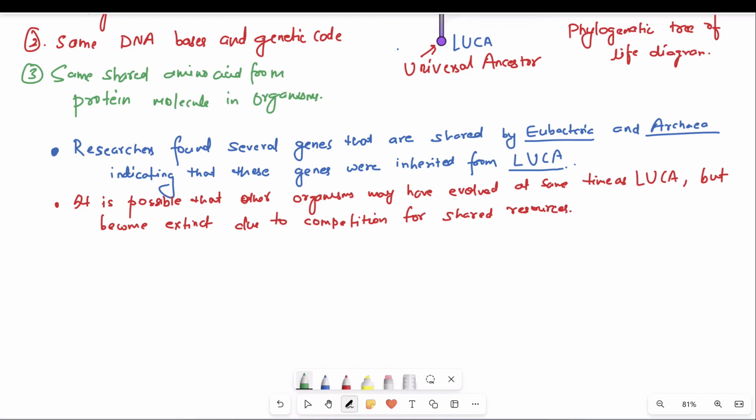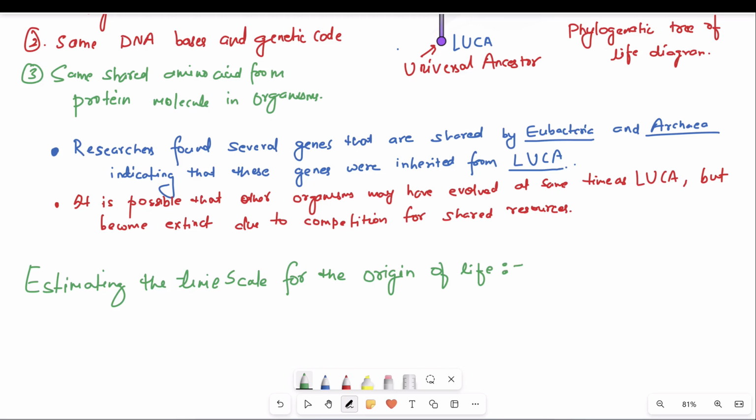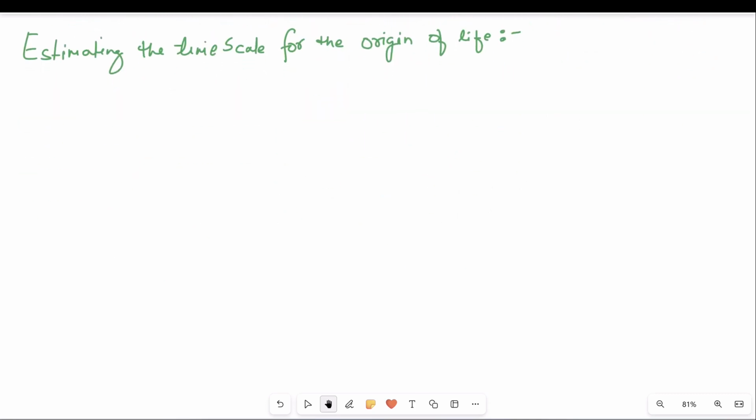Let's talk about time scale, right? Let's estimating the time scale for the origin of life, right? So let's try to find out what are the evidences we are getting and how we can estimate the timeline. So there are so many ways. First is the fossils, right? First, let's talk about fossils.